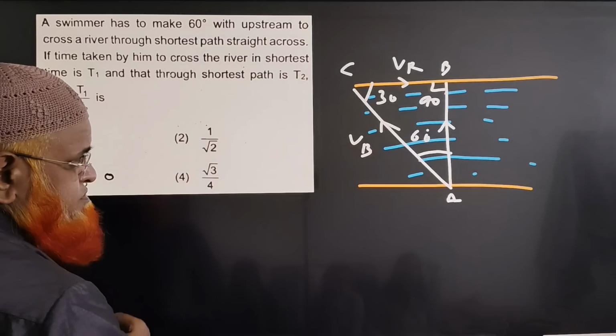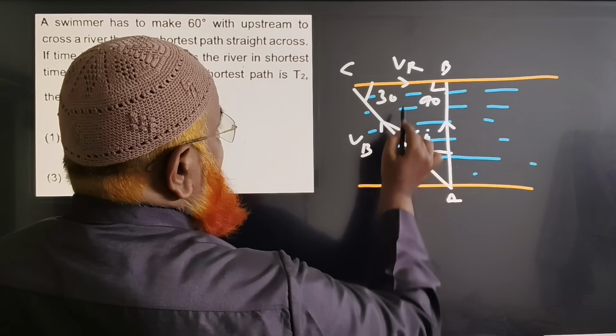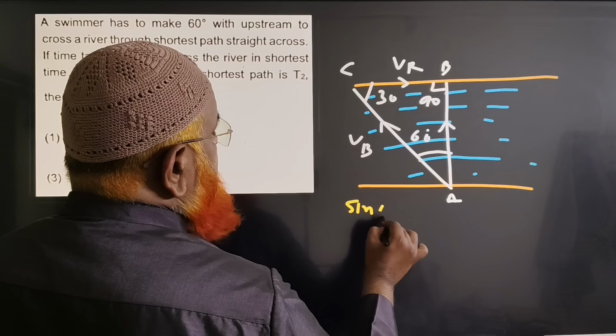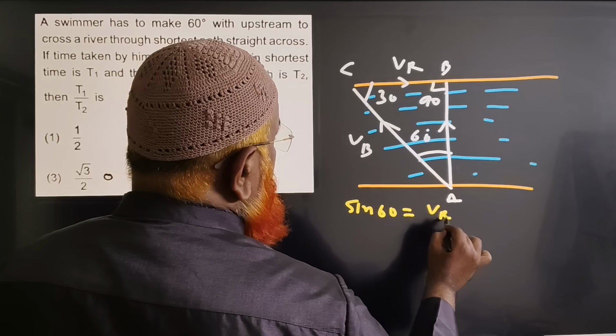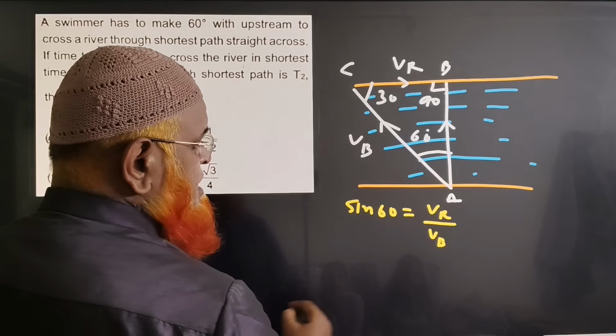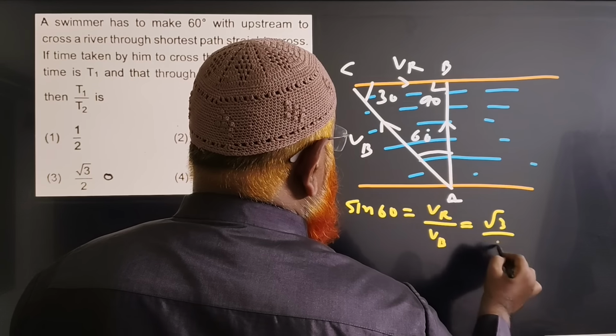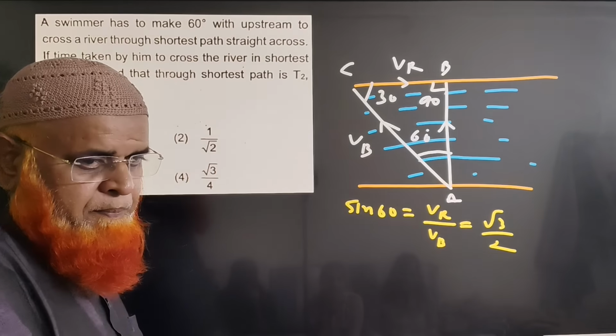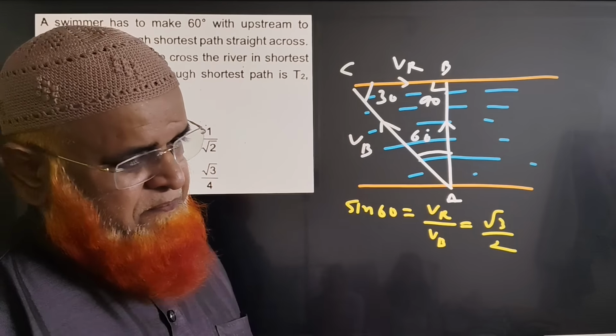Okay. So now, opposite side by hypotenuse, can you apply sine 60, which is nothing but opposite side by hypotenuse? Is it okay? So sine 60 is nothing but root 3 by 2. Okay. Now just see here.